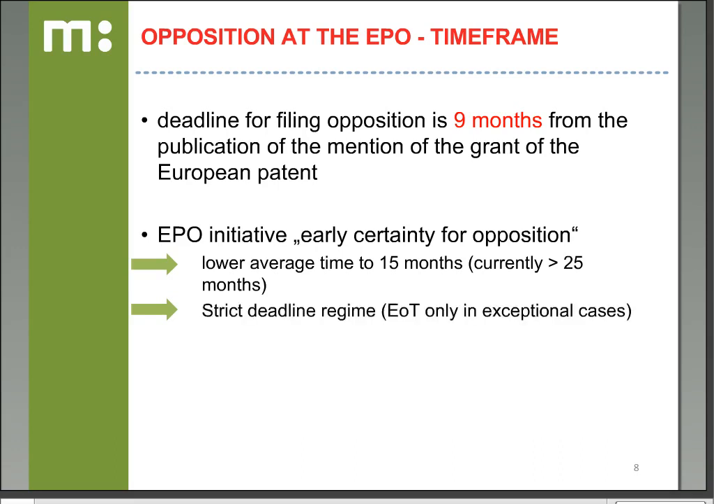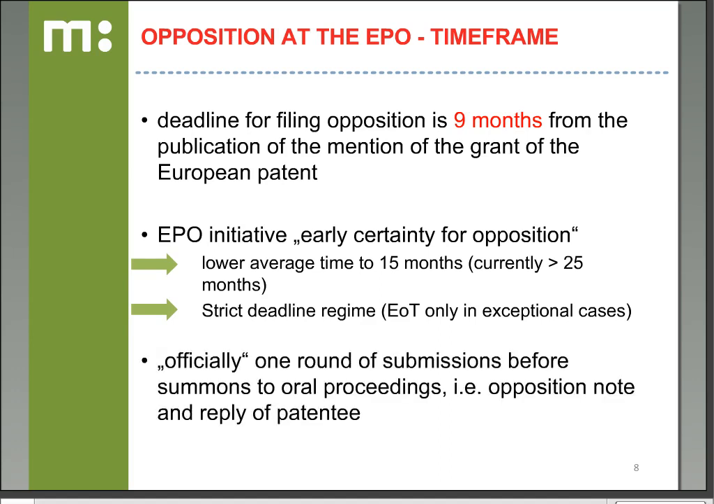There is linked with this initiative a rather strict deadline regime. So once you file an opposition, the EPO will forward it to the patentee, who's got a strict time limit to reply, and then the extension of time are only allowed in exceptional cases with the EPO. And officially, it's also planned that there will be only 1 round of submissions before the summons to oral proceedings. That means you file your opposition note, and the patentee will then reply.